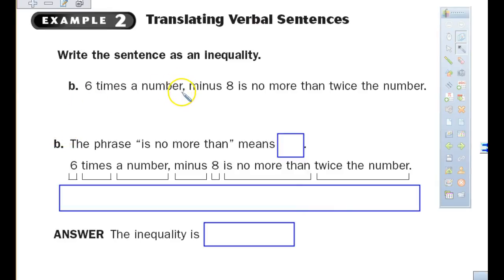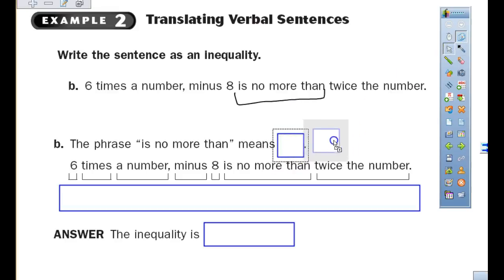6 times a number minus 8 is no more than. Is no more than means you need to turn back. What is no more than? Tell your shoulder partner. Did you get it right? Is no more, less or equal. Now, if you need to go back to that page and look at it, do that. That's going to be your hints page. That would be the page I take notes on to make sure I'm understanding.